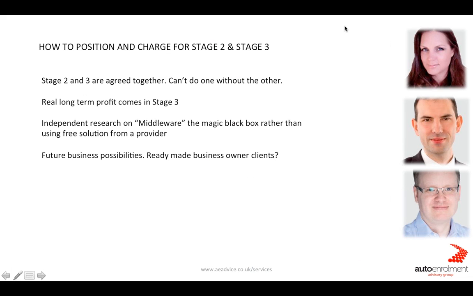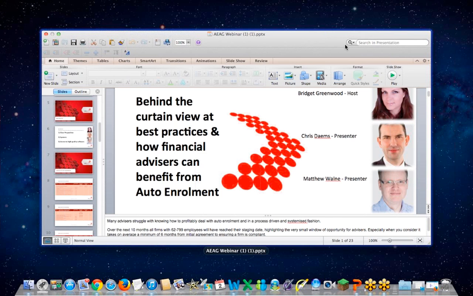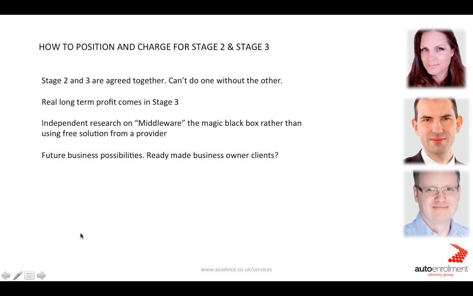Future business possibilities. Of course, you can add in all sorts of employee benefits, so childcare vouchers and dentist treatment and group life and all that. But also, you're getting ready-made business owner clients if they're not your clients already. So the spin-off business from that could be immensely huge. So if you're working in that market, you look after owner-manager businesses, you do a fantastic job for them in terms of auto enrolment, you're going to be the go-to person that's used for this.